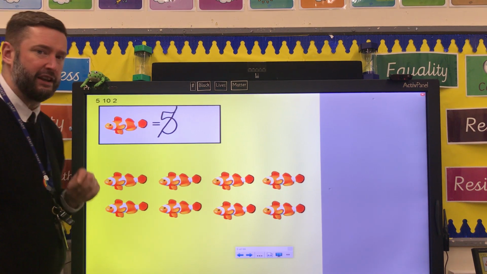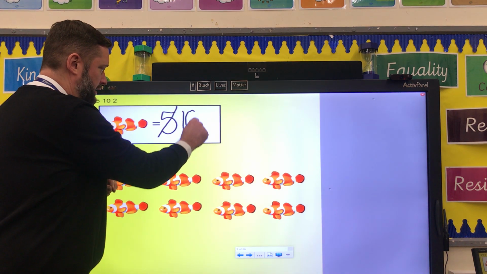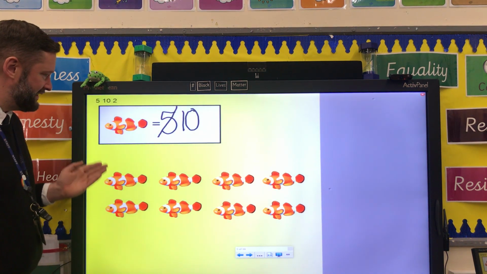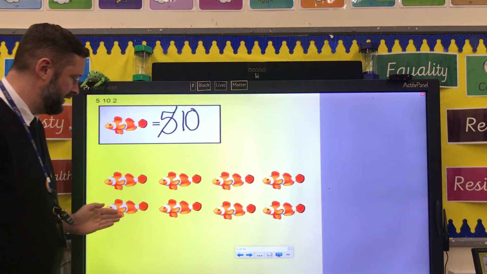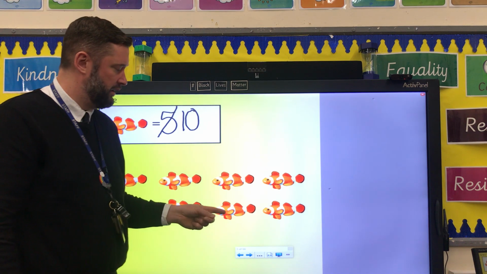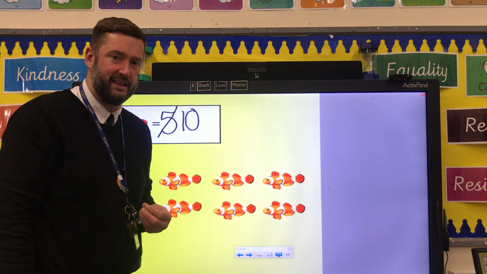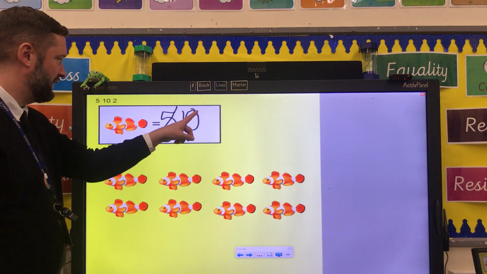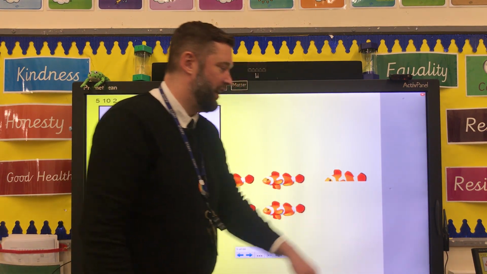I'm going to change the value of the picture now to 10. Okay, so we're going to count each picture in 10s. 10, 20, 30. What's the total now? If each picture is 10, it's 80. Oh, sorry. Let me add half a picture on.